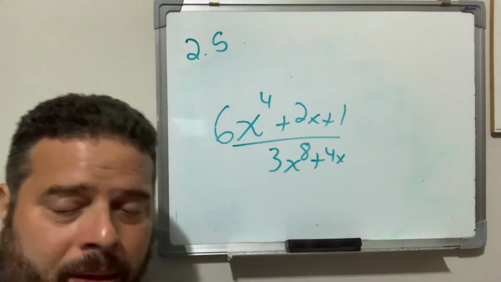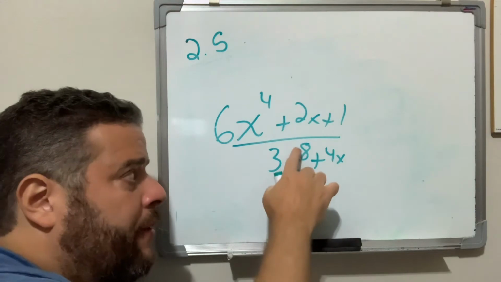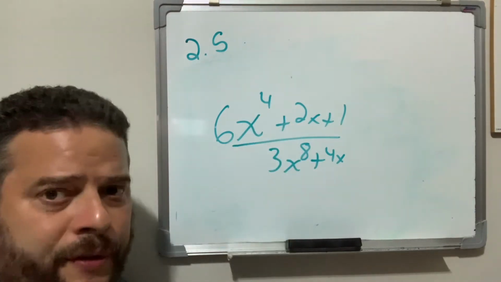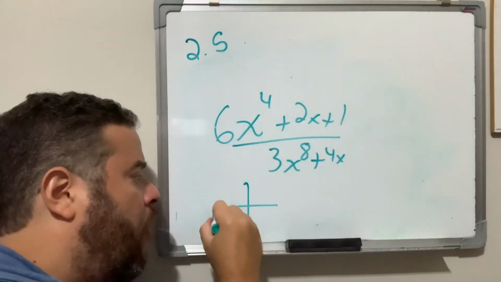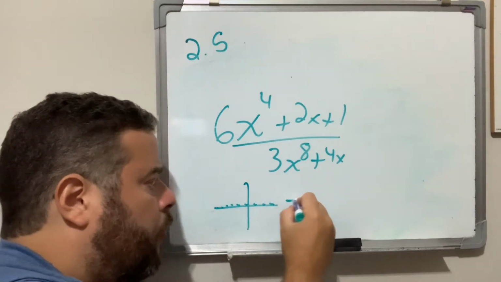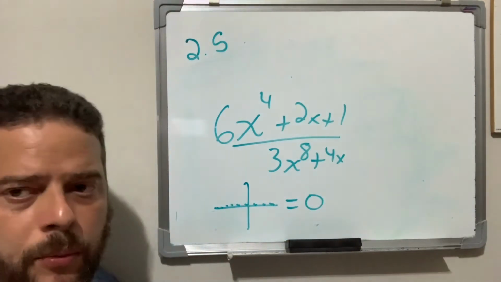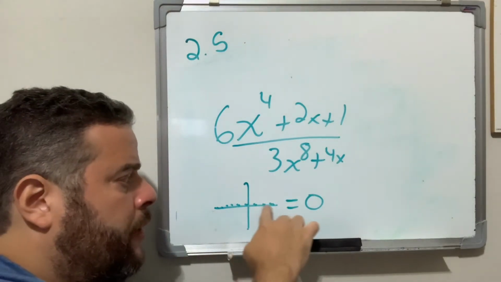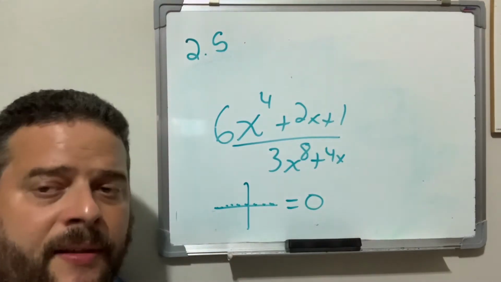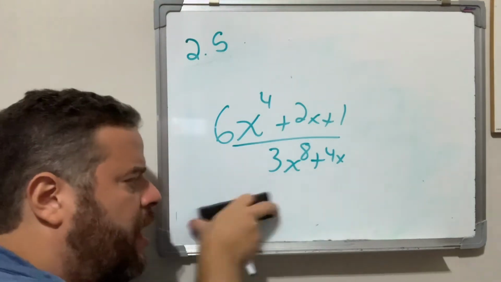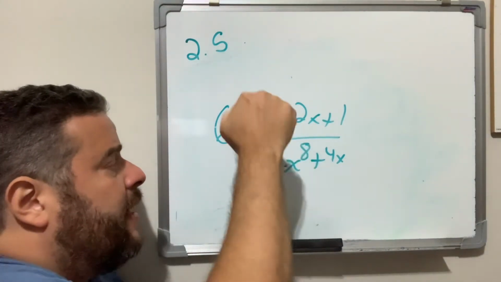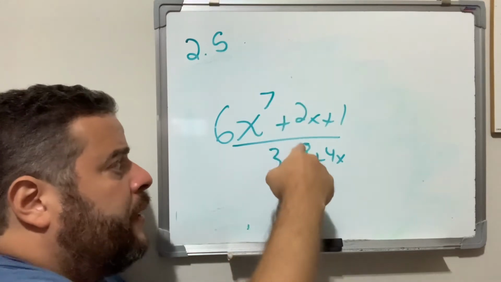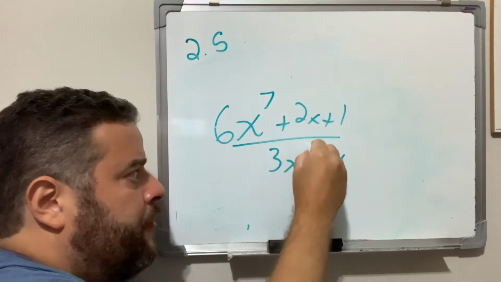If your denominator's degree is bigger than your numerator's degree, the horizontal asymptote will always be at 0. If the denominator is bigger, the horizontal asymptote will be at 0. Now let's switch it up. Now let's say my numerator's degree is 7 and my denominator's degree is 5.